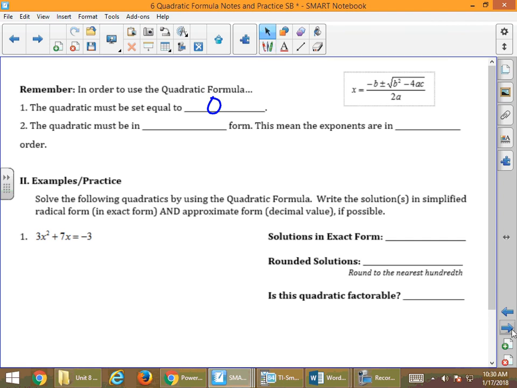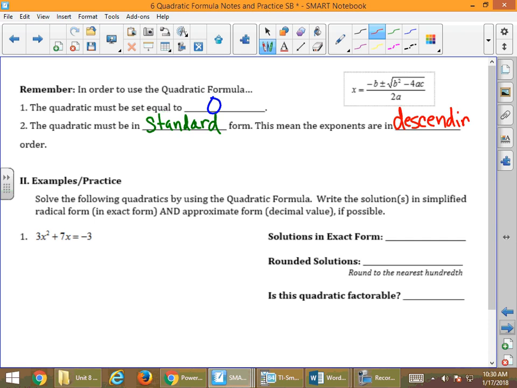Also, the quadratic formula has to be in what's called standard form. And all that standard form means is that the quadratic is in what's called descending order. Descending order means it's the highest exponent first, then the next highest, then the next highest, and the last value in the quadratic will be the constant.